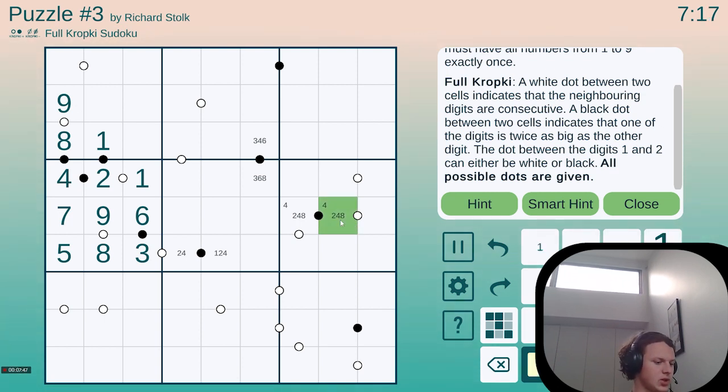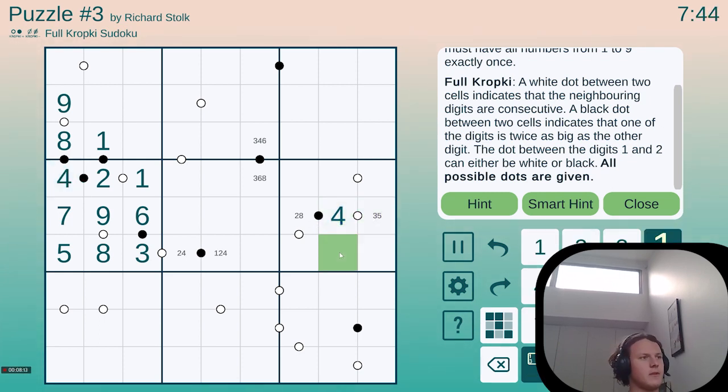You know, this can't be the 8 actually. We know that can't be a 4, because if that's a 4, that has to be a 3 or a 5, and that doesn't work. Which means the 4 has to go there, and this has to be either a 3 or 5. Then this has to be a 1, it can't be a 3, 7 or 9. Okay.